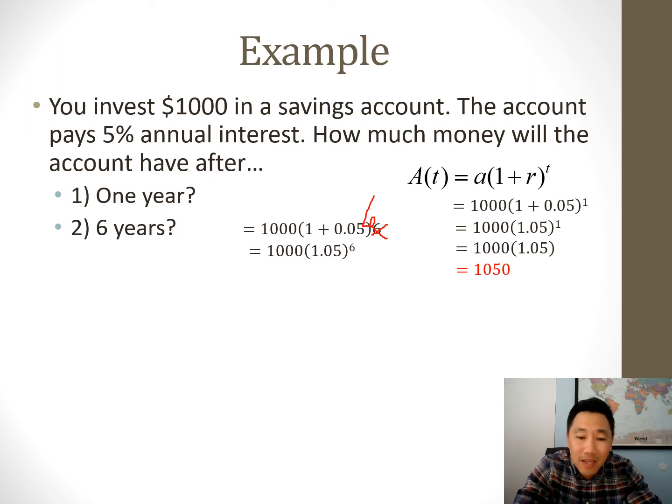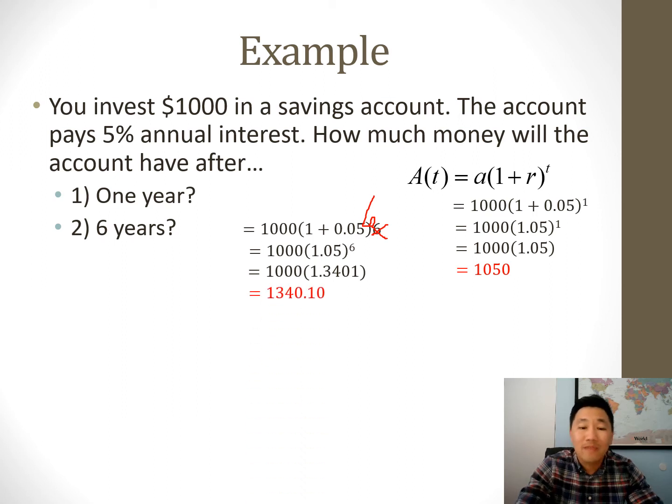So we have, again, use PEMDAS. Add the 1 and the 0.05 first. Then do the exponent next: 1.05 raised to the 6th power. And then the last thing you do is multiply by 1,000. $1,340.10. So by the time you start kindergarten, you've gotten that much money.